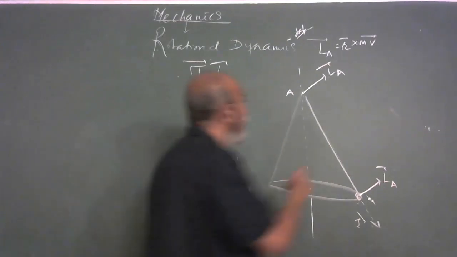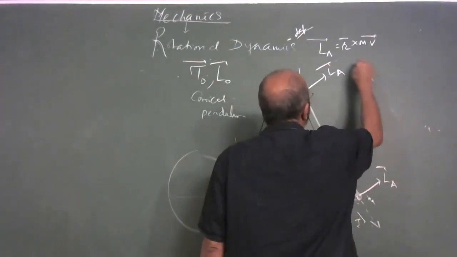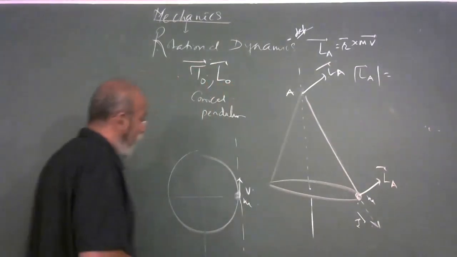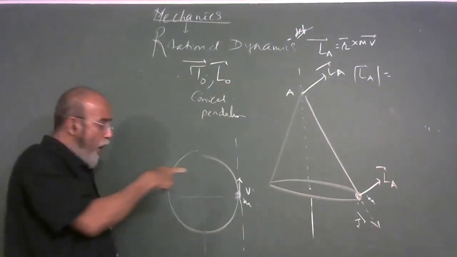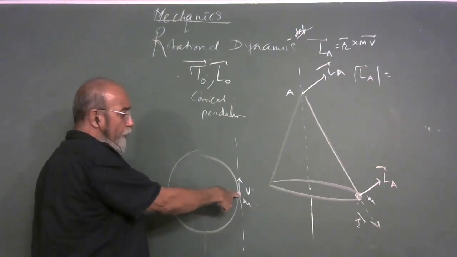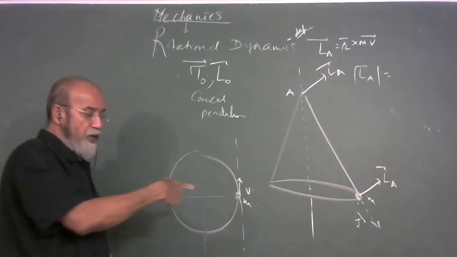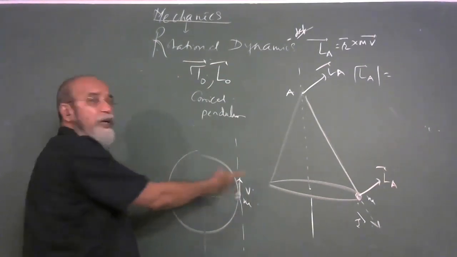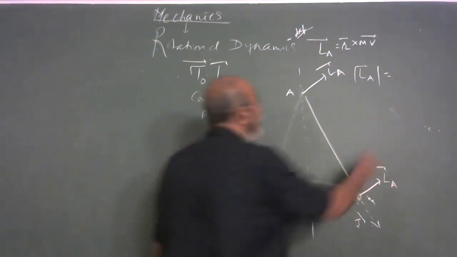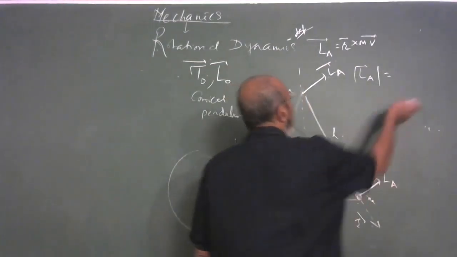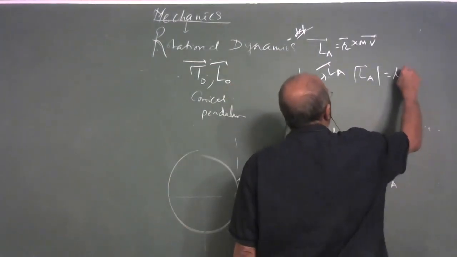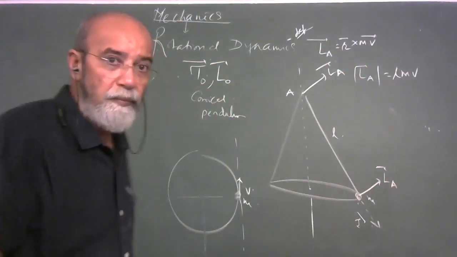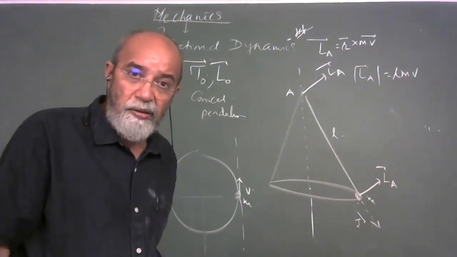Let's write down the magnitude quickly. R is perpendicular to V. This R on a cone, this slanting line, will always be perpendicular to V. So what is this? L and V. Is it constant?